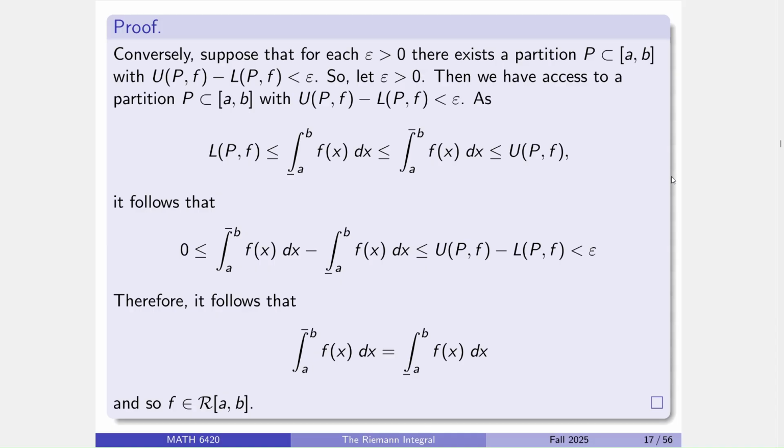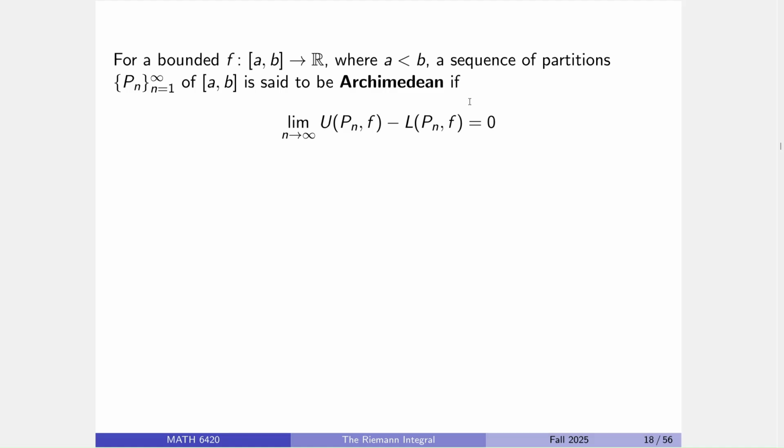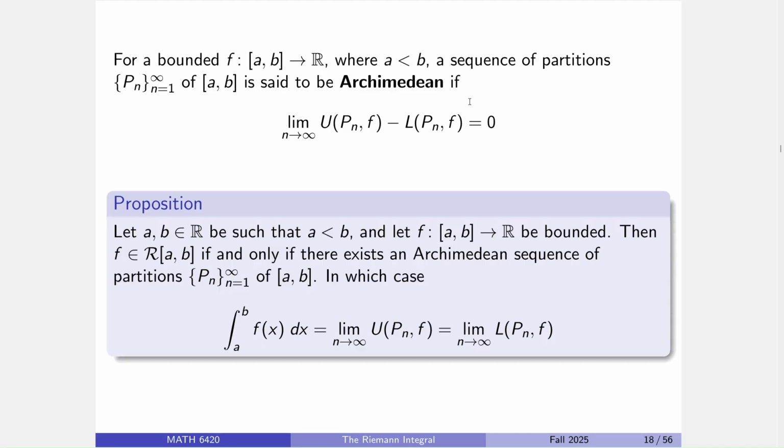Alright, sweet. Now, something you may notice here is, well, I did this for any epsilon, but man, it'd be great if I had, like, a sequence or something. So a collection of partitions for a function will be called an Archimedean sequence of partitions if the limit of the upper and the lower tends to 0 when we take that difference. Hey, note that by the previous result, we basically immediately get that if you are Riemann integrable, you have to have an Archimedean sequence of partitions, and conversely, if there's an Archimedean sequence, you have to be integrable.